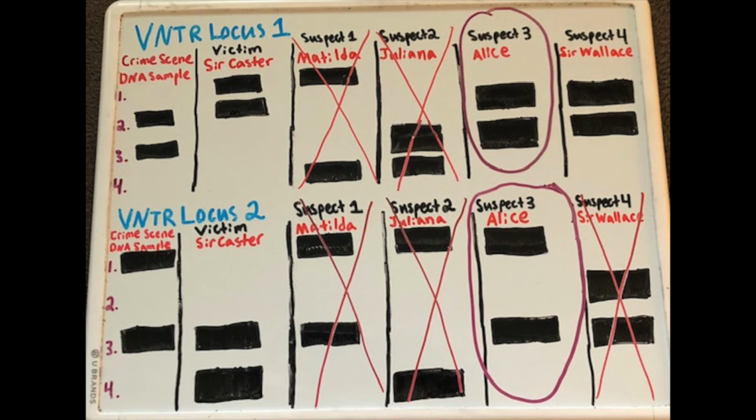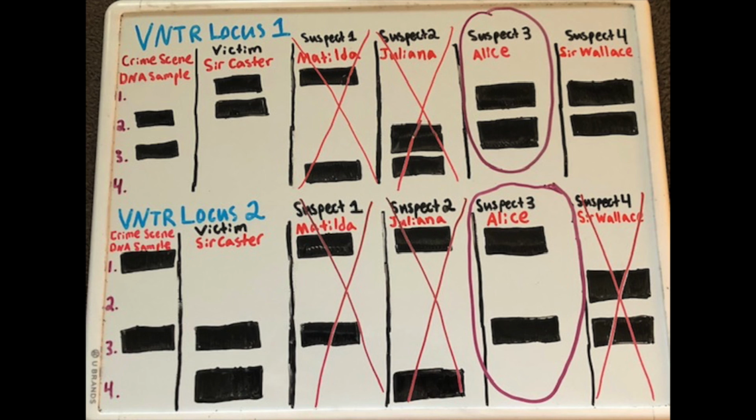Within the second locus, we can see that the crime scene sample has allele bands at the first and third point. Both Juliana and Sir Simon Wallace can be crossed out of the suspects list because both their allele bands do not match the crime scene alleles. Even though Matilda's allele bands match the crime scene alleles in this locus, she is still excluded as a suspect because her alleles did not match up to the crime scene alleles in the first locus.